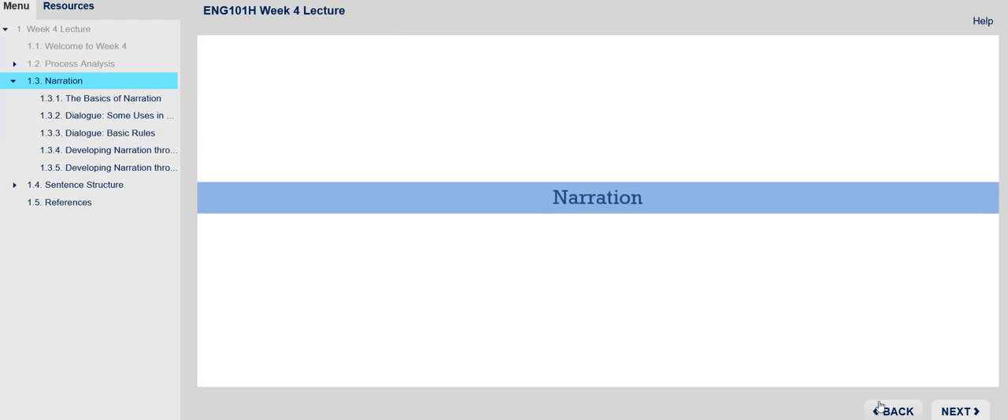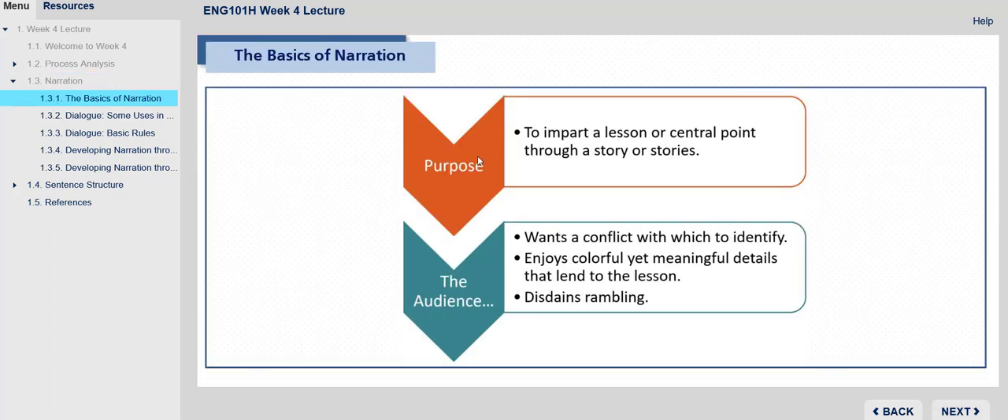Narration. And so narration is, you just simply tell a story. And in this class it is a narration about a story about your life. But it could also be a story that you see in a book, a story that you see on TV, or any kind of story. And we're going to go over what narration is and how to tell a good story. So when you tell a good story, the purpose is to impart a lesson or central point through a story or stories.